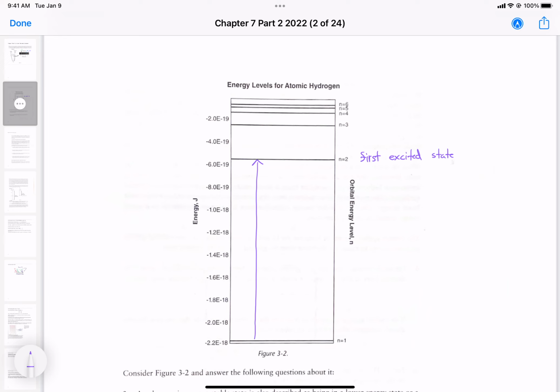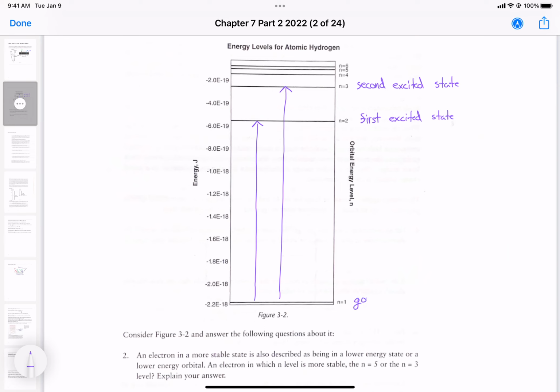So that'll be the first excited state, and then the second excited state we will represent as the transition from the ground state, n equals 1, to n equals 3. So this is called the second excited state. Okay, and n equals 1, we call this the ground state. So let's abbreviate that here. Ground. The ground state is what we call the lowest energy level.